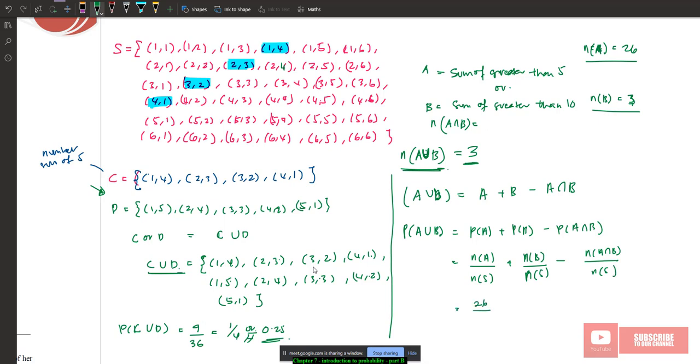So 26 divided by 36, where NS is equal to 36, plus the probability of B, which is 3 divided by 36, minus the probability of A intersect B, which is 3 divided by 36. So the probability of A union B is equal to 26 over 36, which is also equal to 13 over 18. If you convert it to decimal, 13 divided by 18, you get 0.722, right? This is how you answer the question.